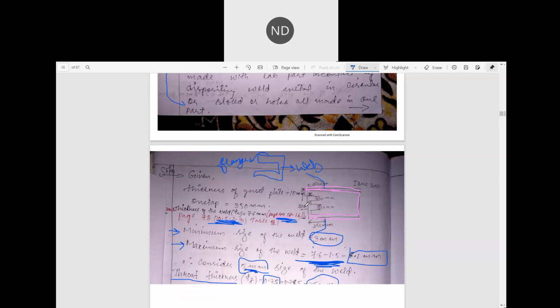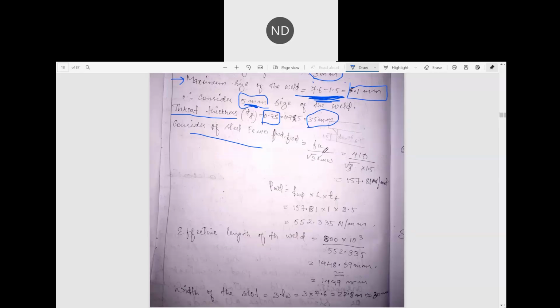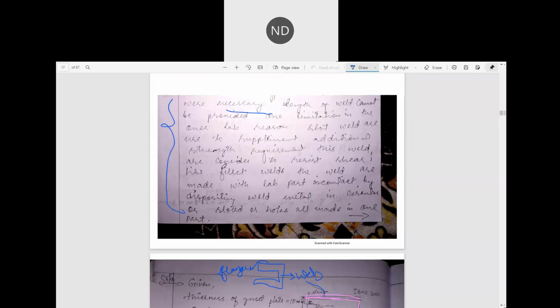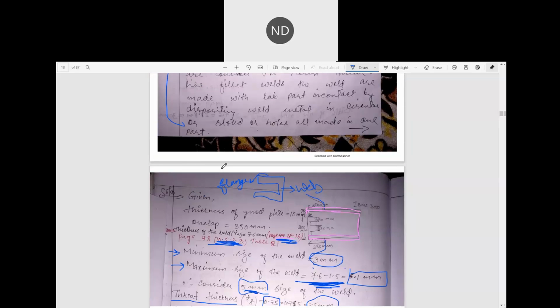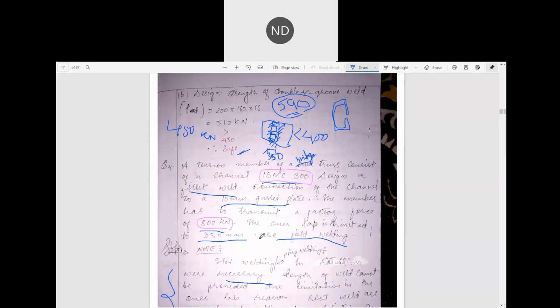So from Table 5 we can find out the gamma mw, the partial safety factor for this. That comes out to be 157.8. Now the design strength we can find out. Design strength is design stress into length into throat thickness. The length of the weld is not provided here, right?